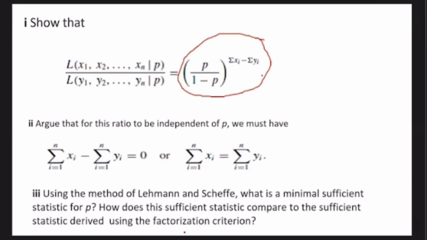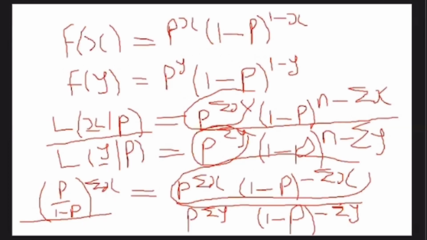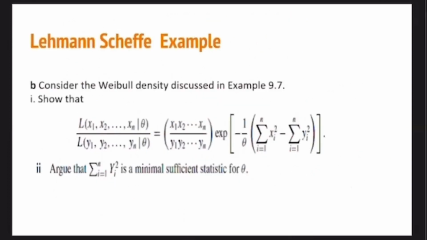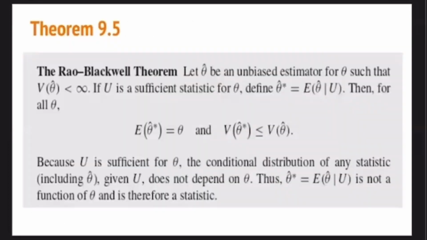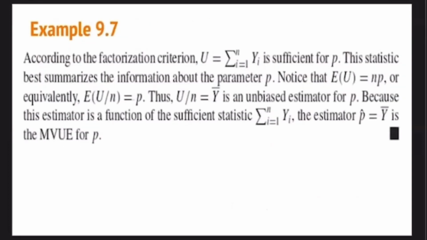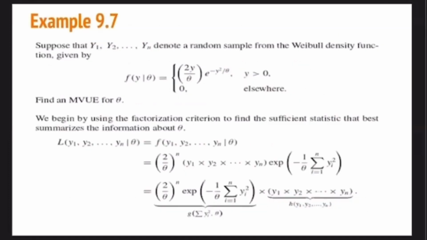Okay. Now, I think I gave another example. This is from a given distribution. That distribution is Weibull. Let me see. Yeah, here, that distribution. So whatever distribution you are given, just know how to get the likelihood, because by Lehmann-Scheffé, the ratio of the likelihoods has to be independent of theta.